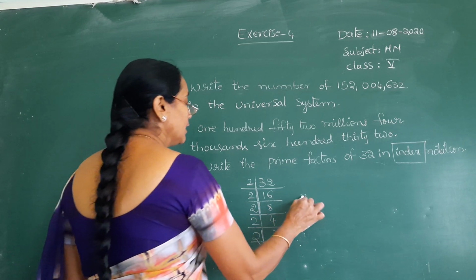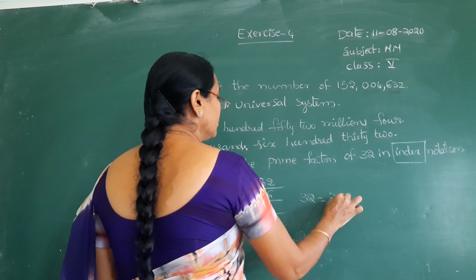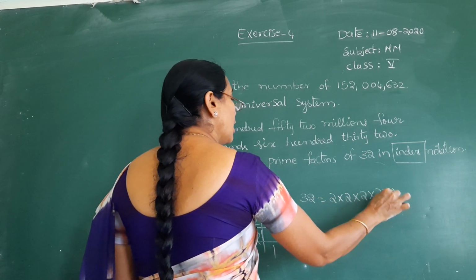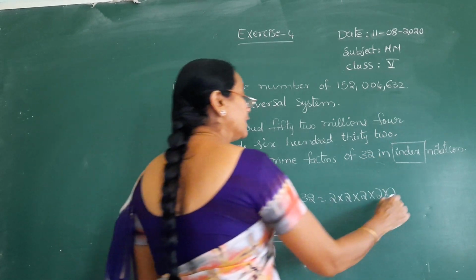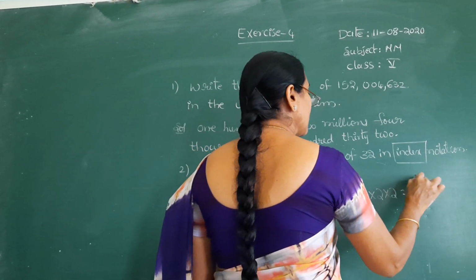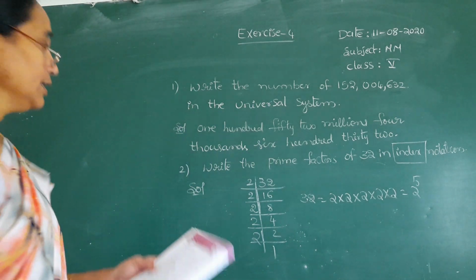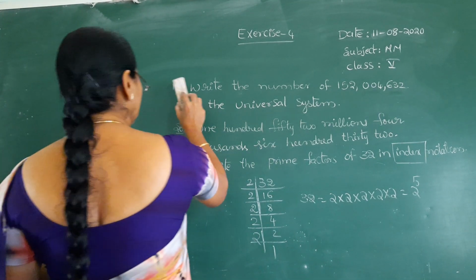Observe here, 32 is 2 into 2 into 2 into 2 into 2. How many times is 2 multiplied here? 5 times, so you write it as 2 power 5. That is the index notation. Okay, go for the next one.